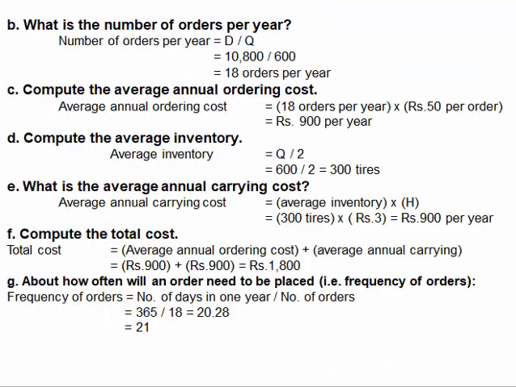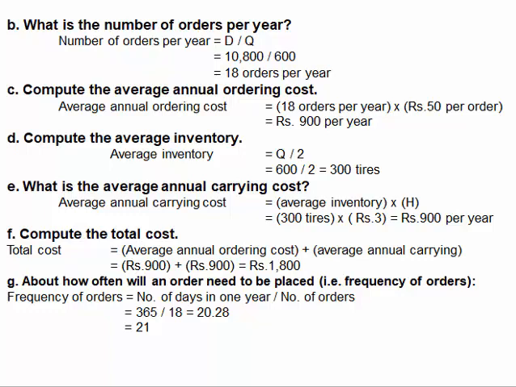Then comes what is the number of orders per year. Number of orders per year is equal to annual demand divided by the quantity ordered, that is 10,800 divided by 600, which comes out to be 18 orders per year. Then we compute the average annual ordering cost. What is the average annual ordering cost? That is 18 orders per year and rupees 50 per order. So the total comes out to be rupees 900 per year.